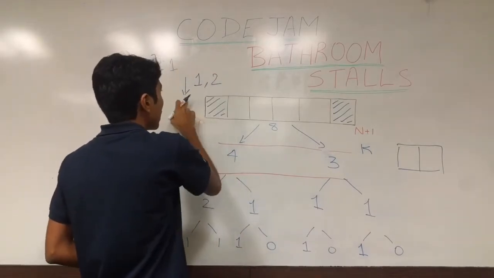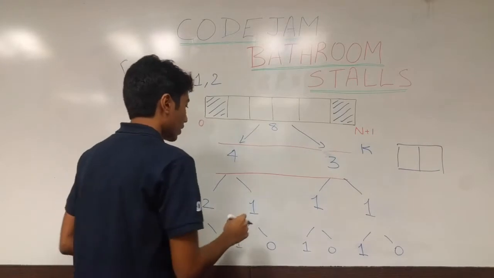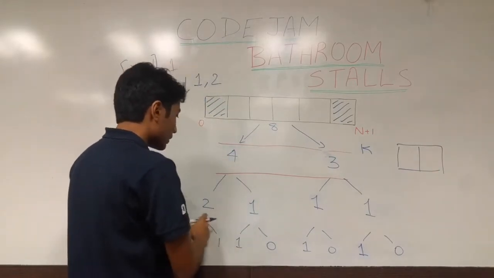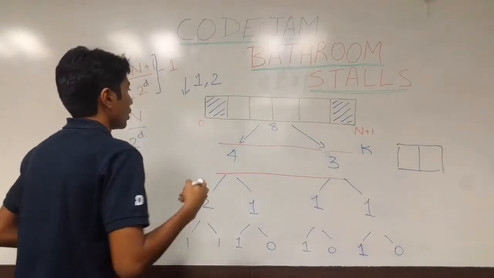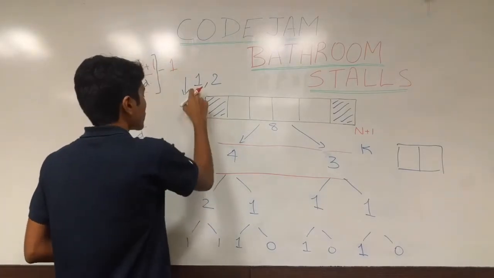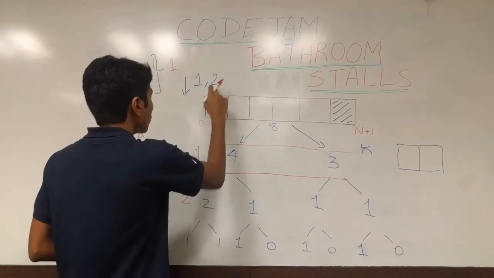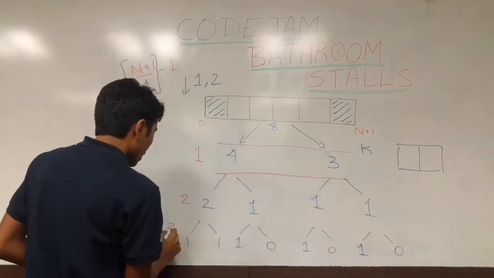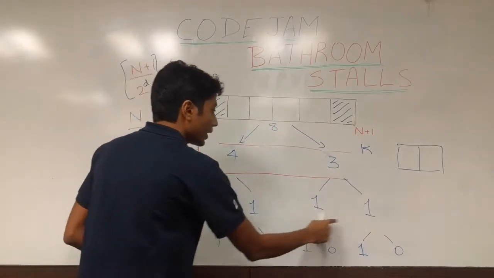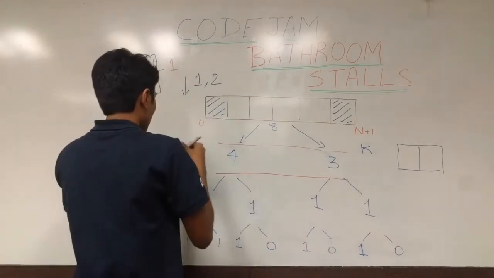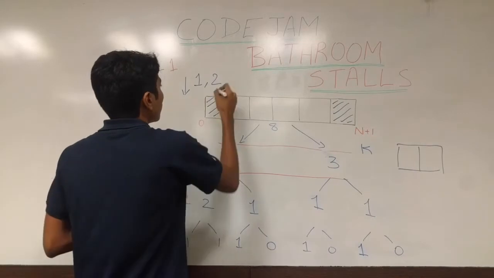So for the next level down, you need two people. What about for the next level over here? So we went to level 1 with one person. We went to level 2 with two people. To go to level 3, we need 1, 2, 3 and 4 people. So for the next level, we need 4 people.